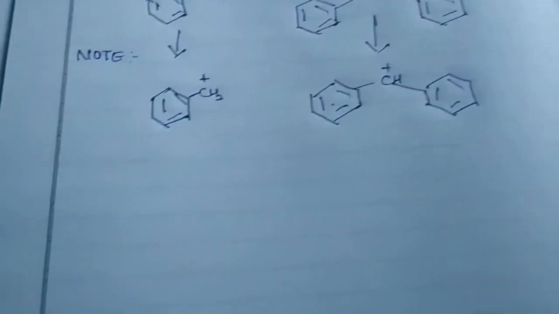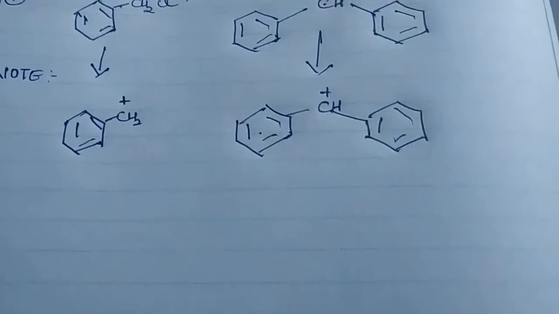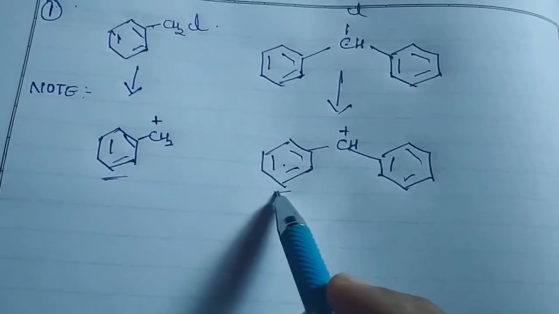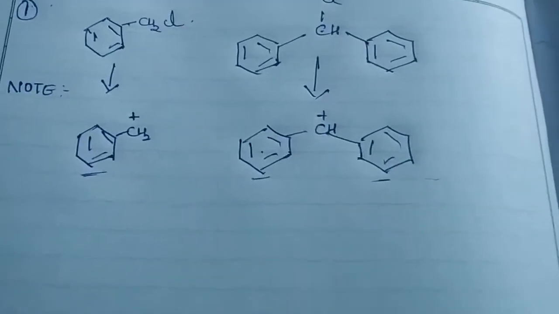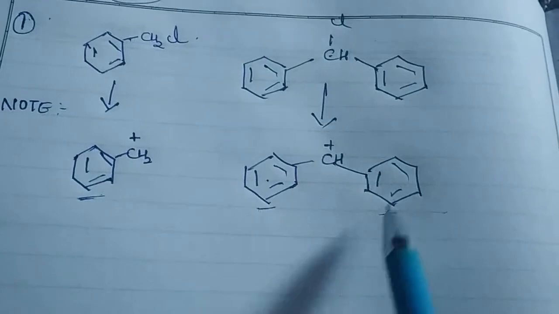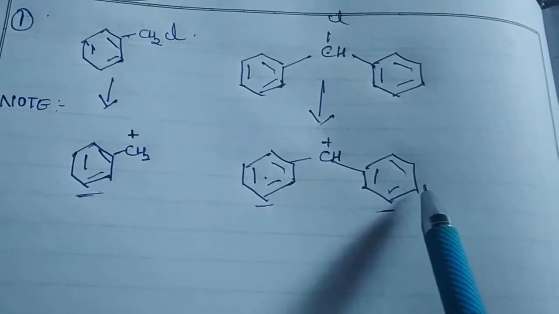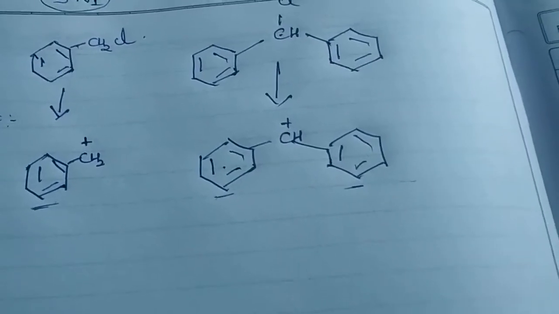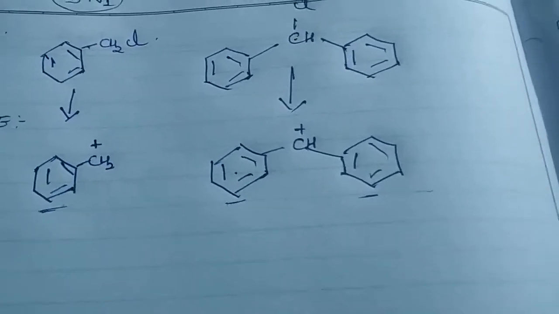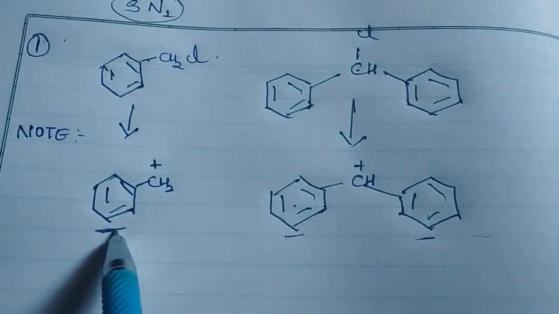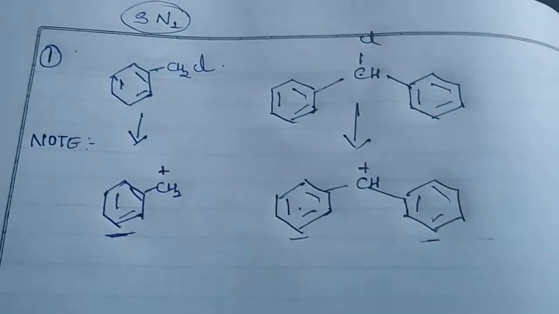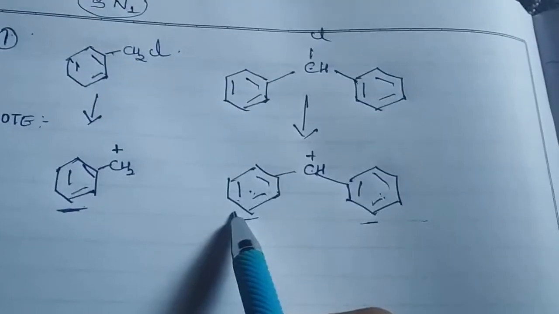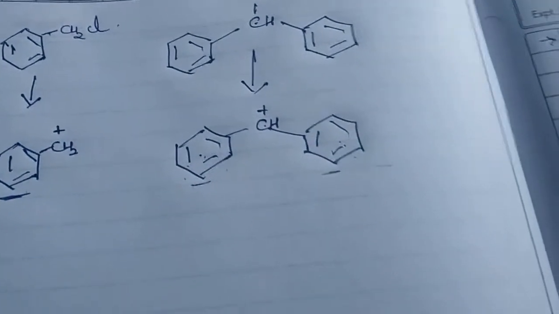Now what we have to remember: here we have just one phenyl group, and here we have two phenyl groups. The phenyl groups stabilize the respective carbocation through resonance. Since here we have just one phenyl group, this will be somewhat less stable when compared to the carbocation having two phenyl groups, because that one is much more resonance stabilized.